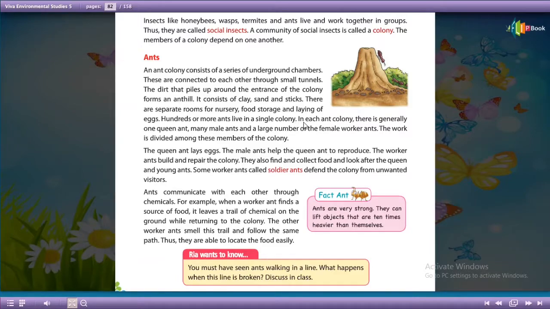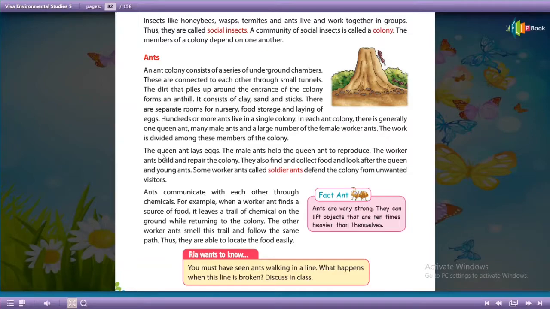In each ant colony, there is generally one queen ant, many male ants, and a large number of female worker ants. So, in each and every ant colony, there is generally one queen ant, and many male ants and a large number of female worker ants.